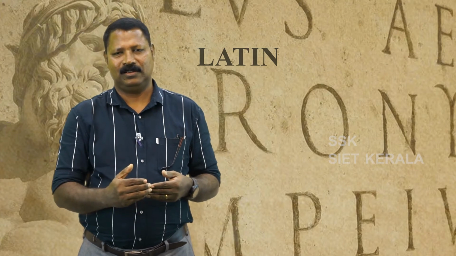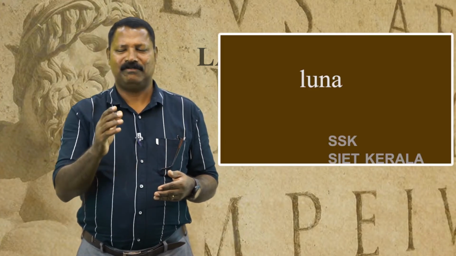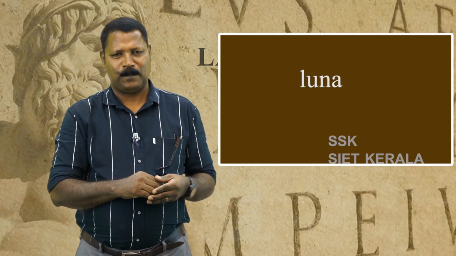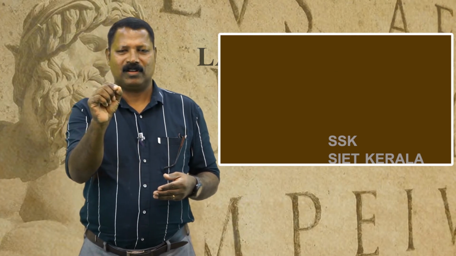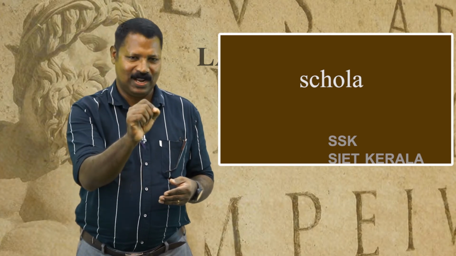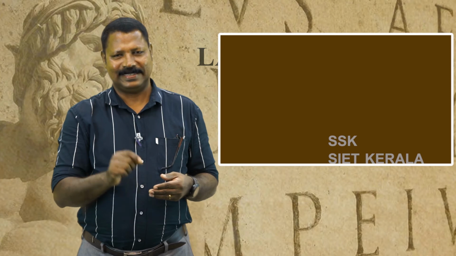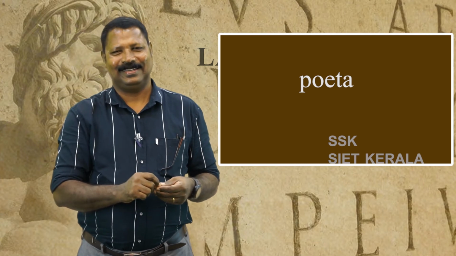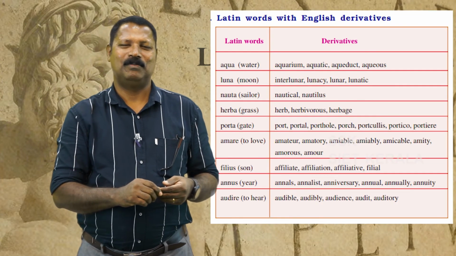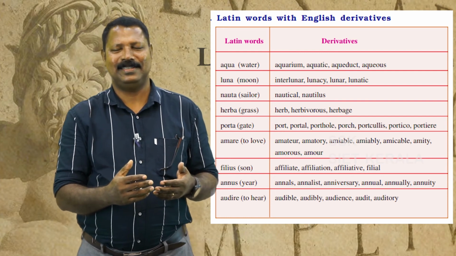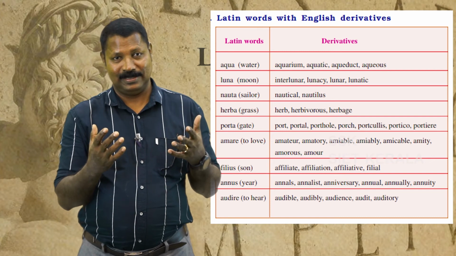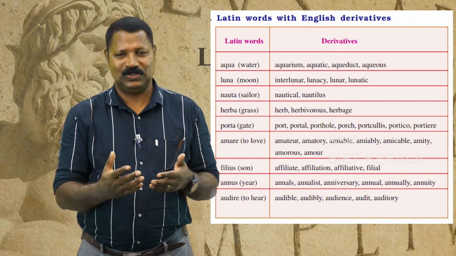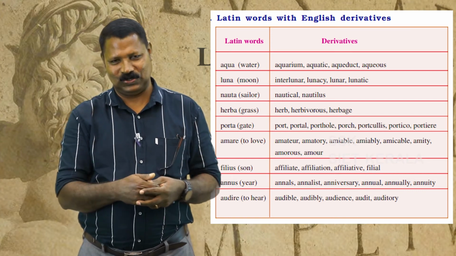For example, lunar, lunatic come from the Latin word luna. School comes from the Latin word schola. As I said, poet, poeta. Likewise, we have lots of them; 90% of the English words are given from Latin to taste this language.